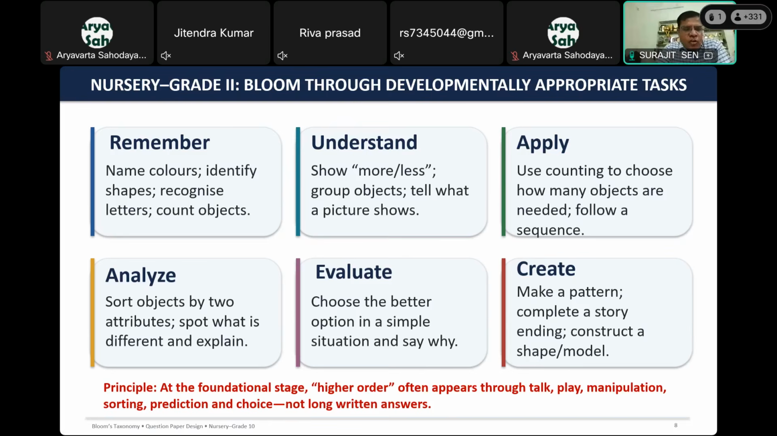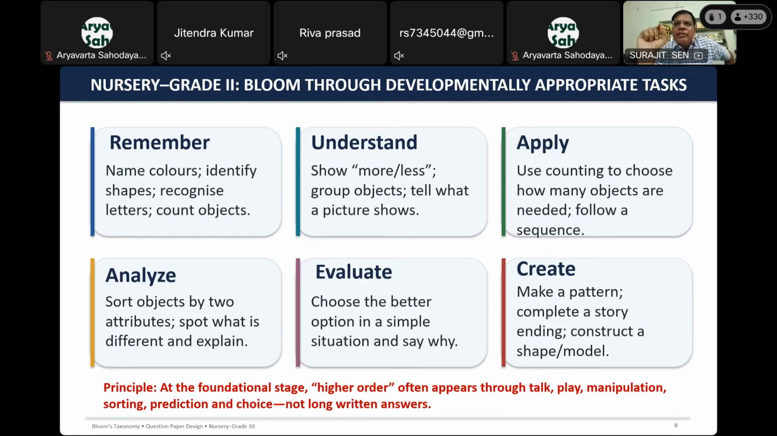Analyze: sort objects by 2 attributes. What is different, and explain. That is analysis. Suppose in one box we make an illustration of socks, and in another we make illustrations of shirts, and we can ask what are the objects in box A, where do you wear these? A child will be able to say that these are socks we wear on our feet, and this is a shirt which we wear to cover our body, like this.